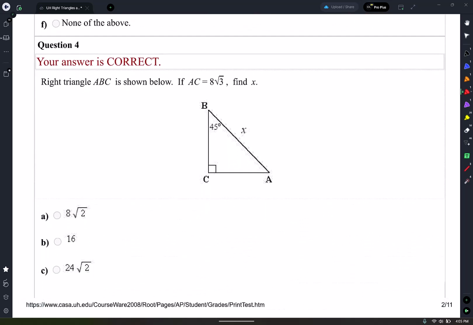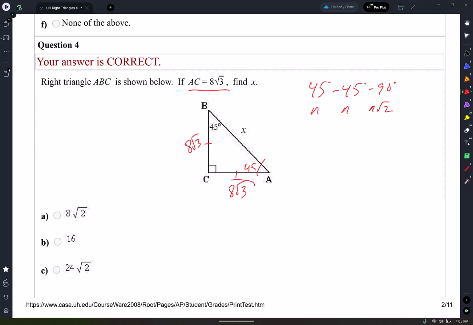Okay, ready? All right. So they tell us this is another 45, 45, 90 degree triangle. Put 45 in there. They tell us that AC is 8 square root of 3. So I'm going to put 8 square root of 3. So this is also 8 square root of 3. And again, what am I doing? I'm just writing the formula. n square root of 2. You could also do Pythagorean theorem if you want to.